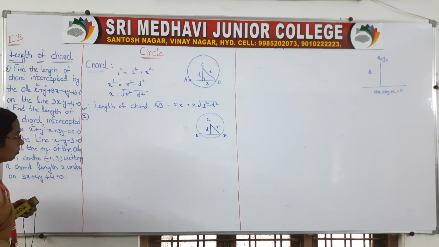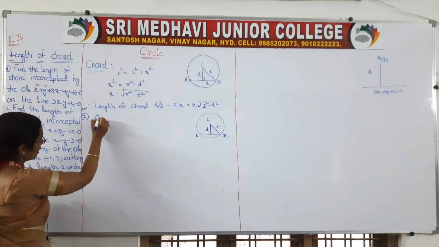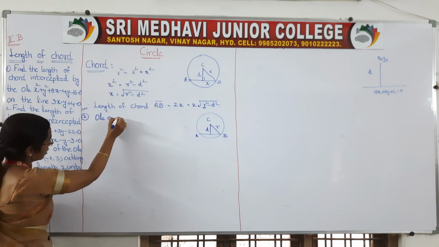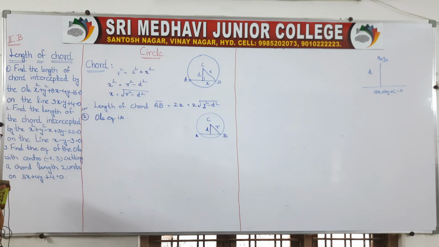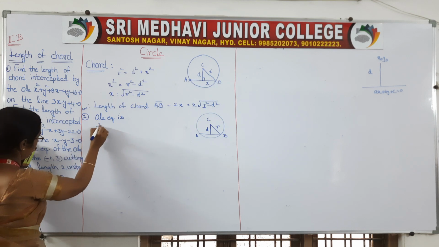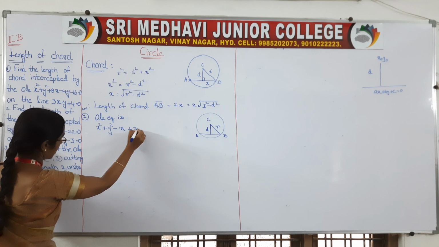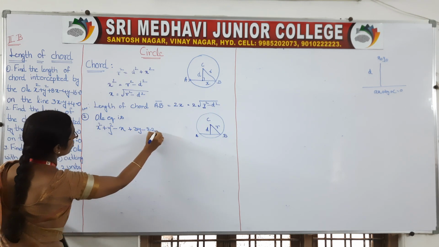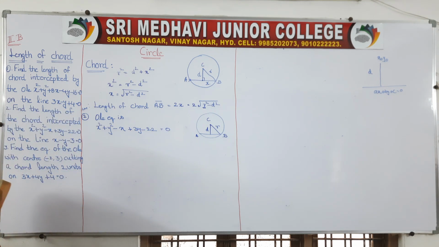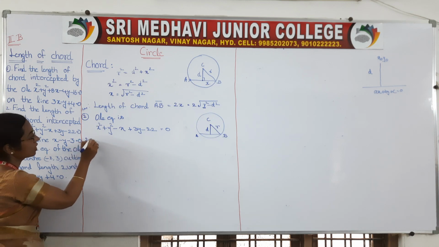So this is the problem. First, what is the circle equation? The circle equation is x square plus y square minus x plus 3y minus 22 is equal to 0. Compare with the general equation.